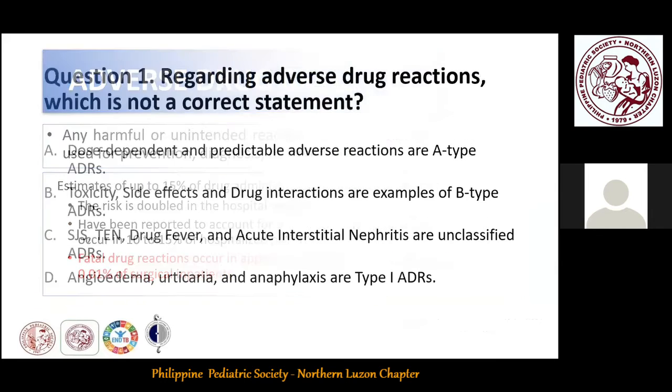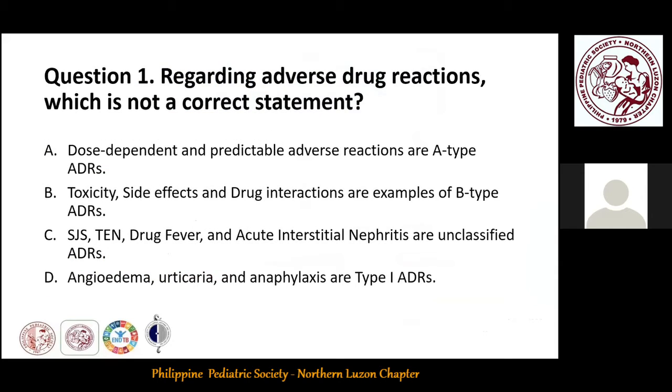Now, since this is an interactive lecture, let me start with my first question, a review of our pharmacology regarding adverse drug reactions: which is not a correct statement? A, dose-dependent and predictable adverse reactions are A-type ADRs. B, toxicity, side effects, and drug interaction. Okay, so key in your answers now. 5, 4, 3, 2, 1.